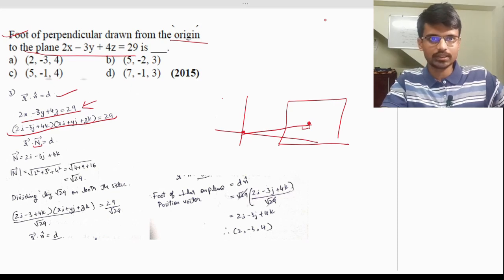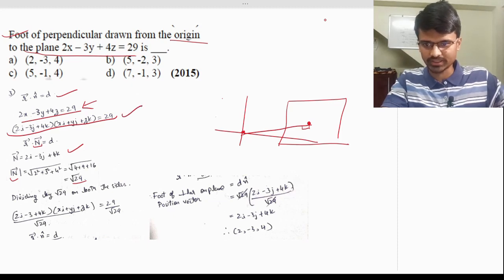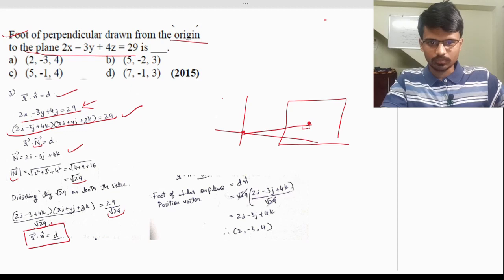Here it is vector n. I want a unit vector. So my normal vector is 2i minus 3j plus 4k cap. The magnitude of my normal vector is root 29. So now I divide this equation by root 29 on both sides. Okay, I have transformed this into the form r vector dot n cap equal to d. So this is my standard equation of plane.